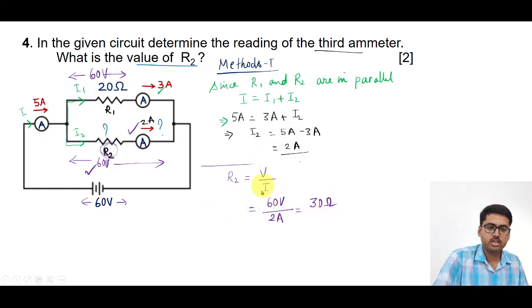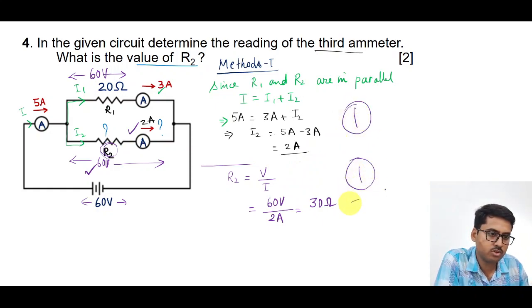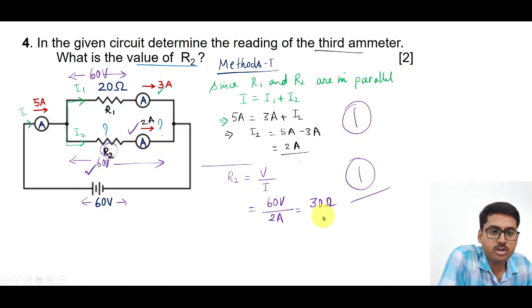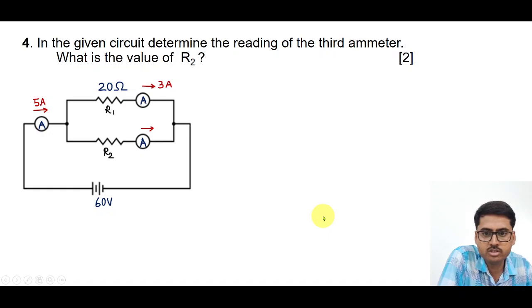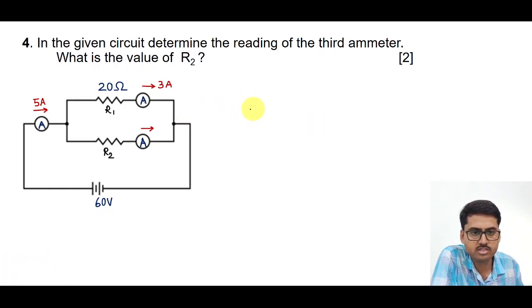So there are two small questions, and if you solve these two, you get 1 mark for this and 1 mark for this particular question. Now let us see a different method to solve this question. Those who are good with finding equivalent resistance can even use this concept.